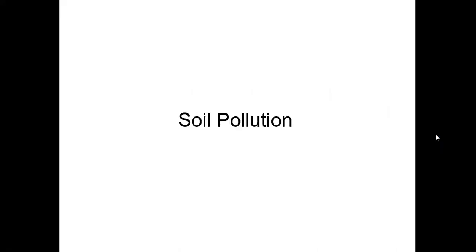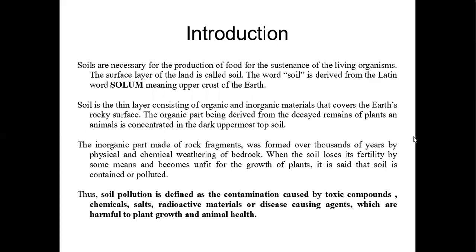Now we go for another kind of pollution, that is soil pollution. As we know, soil is necessary for the production of food for the sustenance of living organisms. The surface layer of the land is called soil. The word soil is derived from the Latin word solum, meaning upper crust of the earth. Soil is the thin layer consisting of organic and inorganic material that covers the earth's rocky surface. Soil pollution is defined as the contamination caused by toxic compounds, chemicals, salts, radioactive materials, or disease-causing agents which are harmful to plant growth and animals' health.